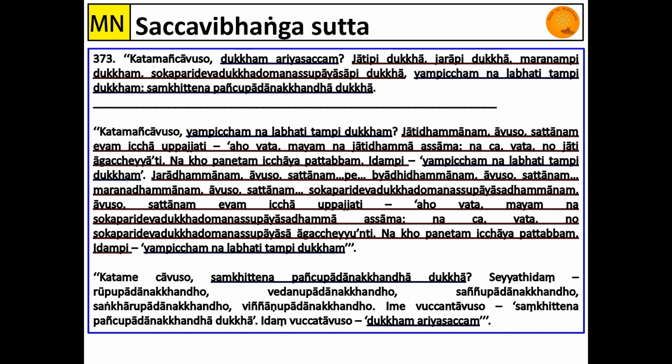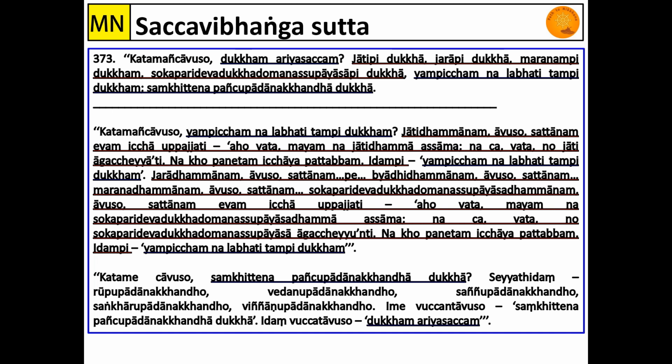The same with jara, marana, soka, parideva, dukkha, domanasa, upayasa. So jati pi dukkha is this, not something. So this is not something anyone will understand, right? Jati pi dukkha is, that is why it is a dukkhang arya satcha. So that is a noble truth.